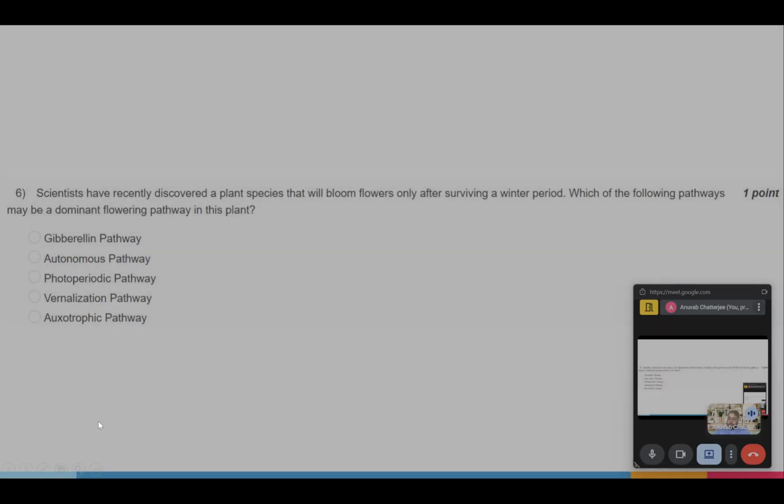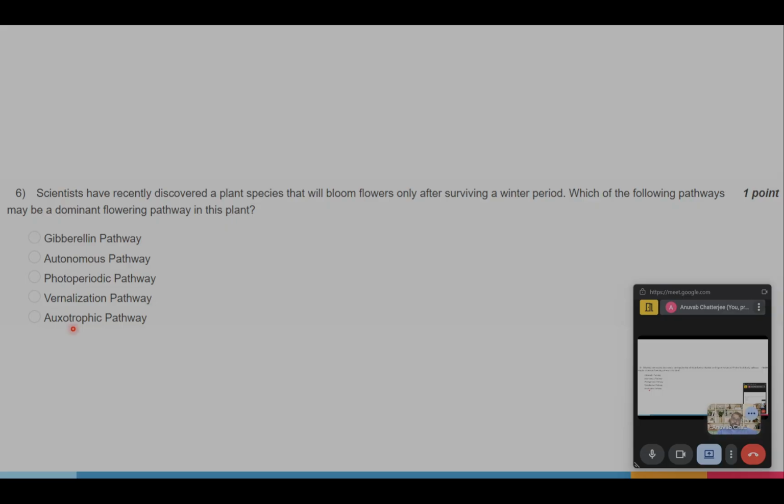Okay, going on to the next question. So now, after our plant has germinated, we are looking at development of the plant to an adult plant. The question here is: scientists have recently discovered a plant species that will bloom flowers only after surviving a winter period. Which of the following pathways may be dominant in the flowering pathway in this plant? The options are gibberellin pathway, autonomous pathway, photoperiodic pathway, vernalization pathway, or auxotropic pathway.